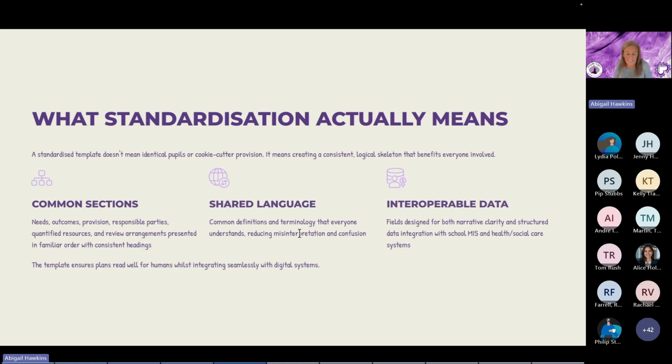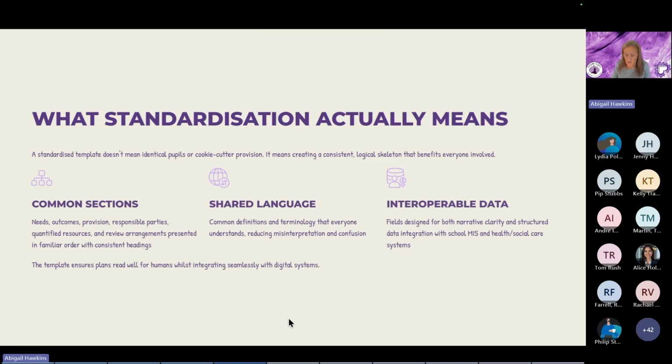A shared language, so I said it a moment ago, but common definitions, common terminology that everybody understands. It doesn't matter whether you're up in North Tyneside or down in South London, we've got the same language so that we're not misinterpreting things and we're not getting confused. And then I've called it interoperable data there. So fields that have clarity but also structure, so that we can integrate those with other systems like a Vision 360, systems like your school MIS, and systems like health and social care.